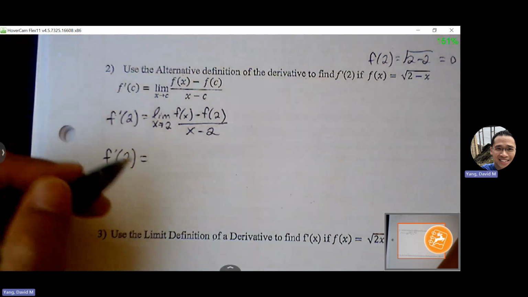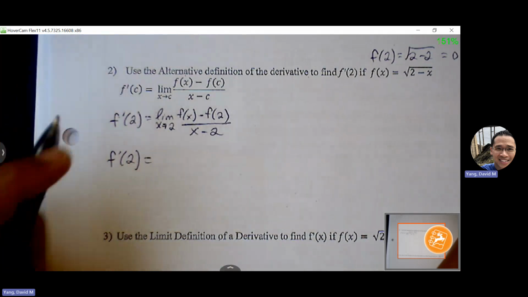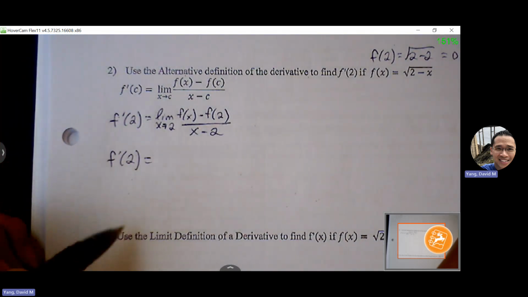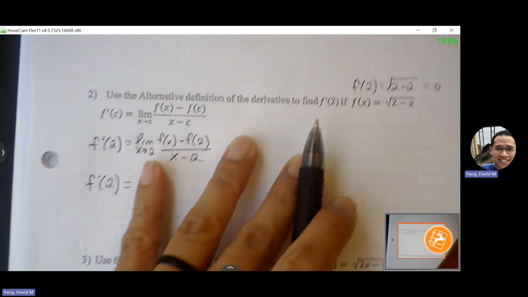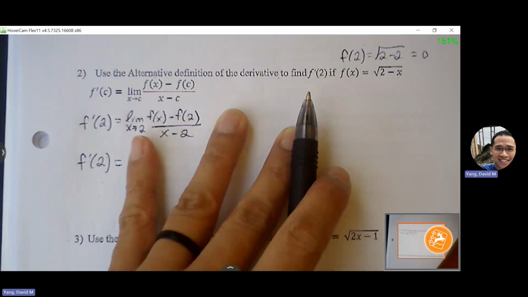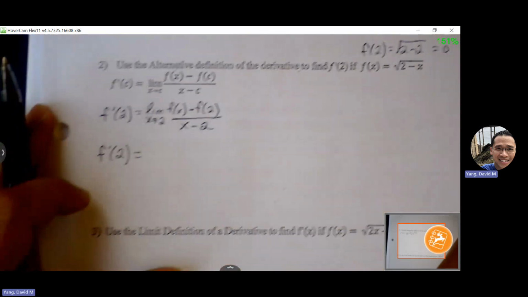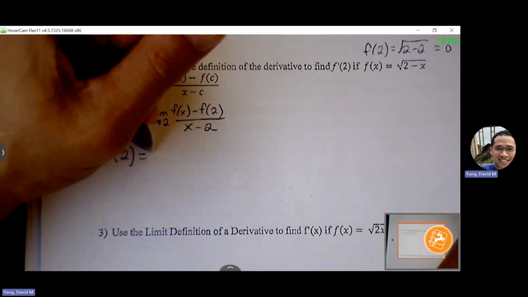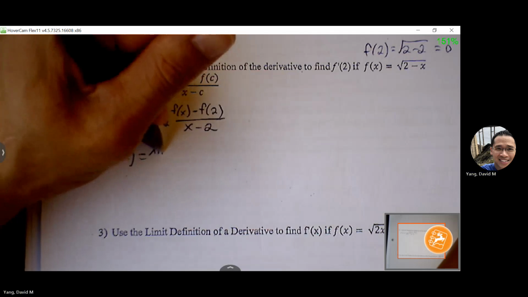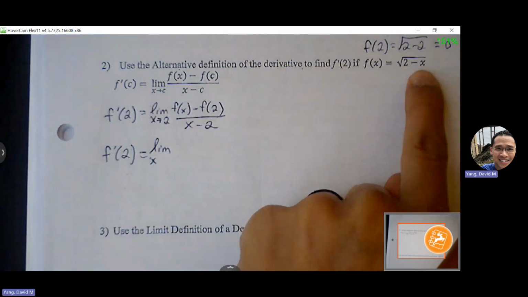So the difference with the alternate definition is that it will take us directly to a slope, a number. Meanwhile, the general definition takes us to a formula. And if we want to find the slope, we have to take an additional step by plugging in that number. But this will take us directly to a numeric value, which is our slope for this curve at that point.